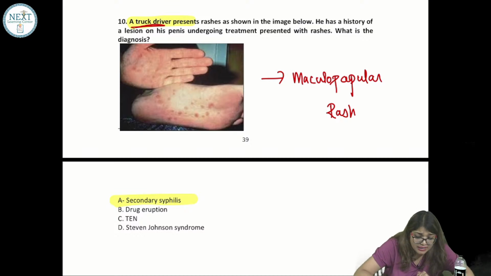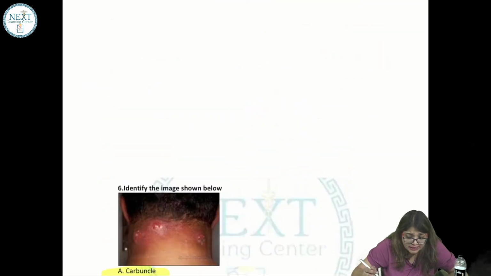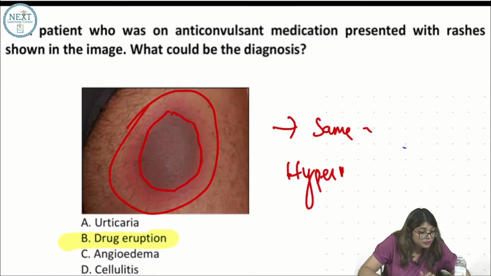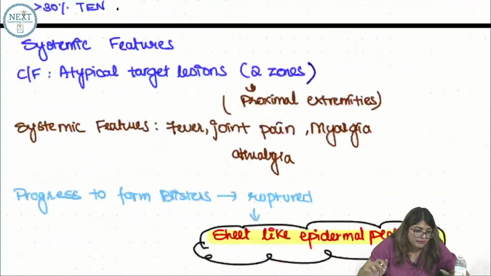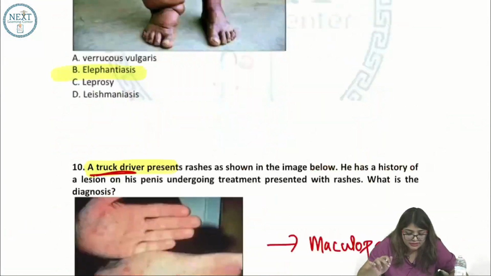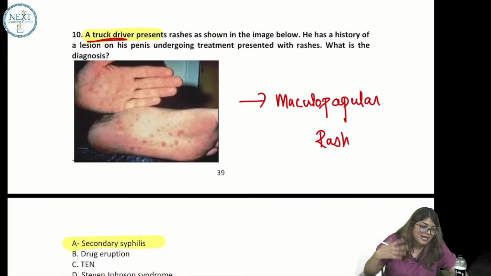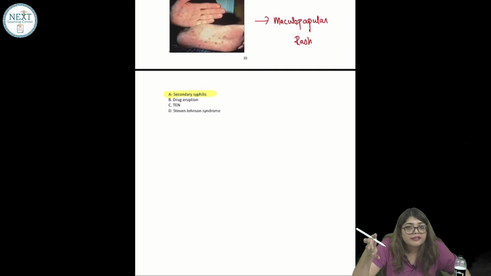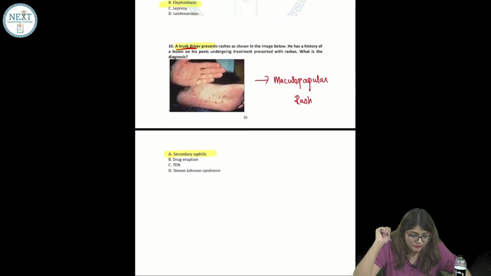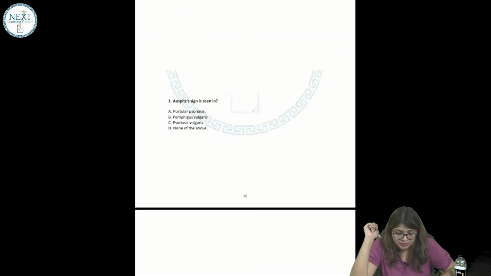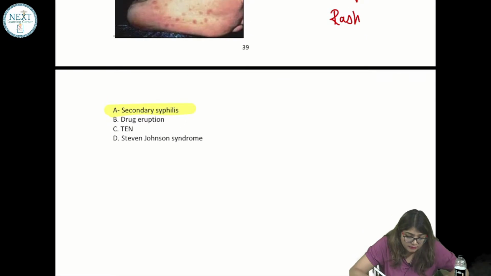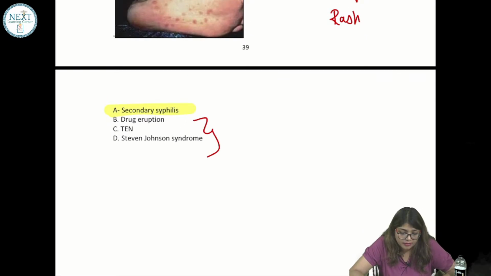See, drug eruption will show you an image like this. This was drug eruption, right? This is secondary syphilis, maculopapular rash on the hands and soles. So you remember about truck drivers? They're always alone, so whenever they take a break, secondary syphilis. And Steven Johnson syndrome, all these three options are due to drug eruption, right?